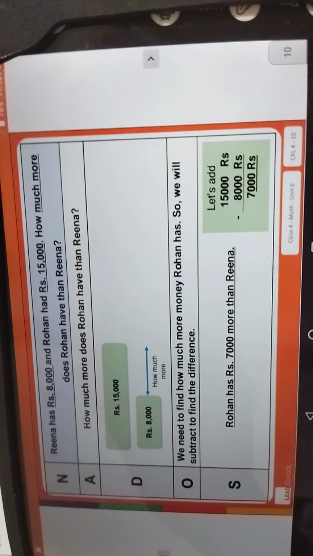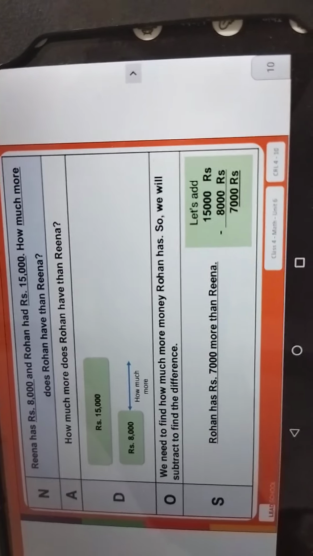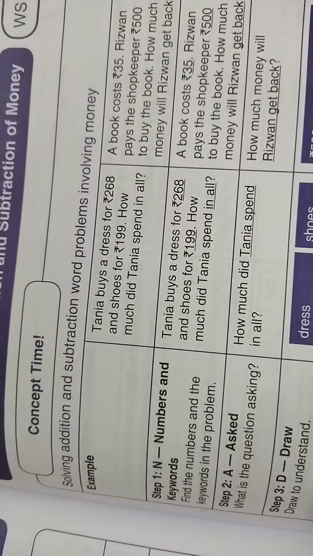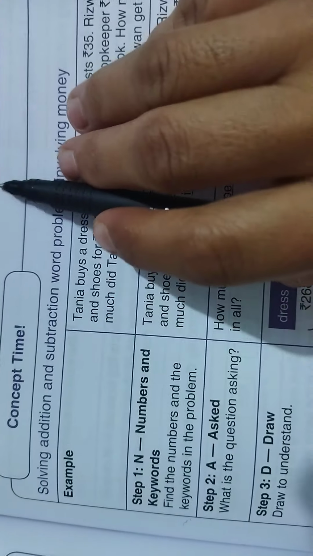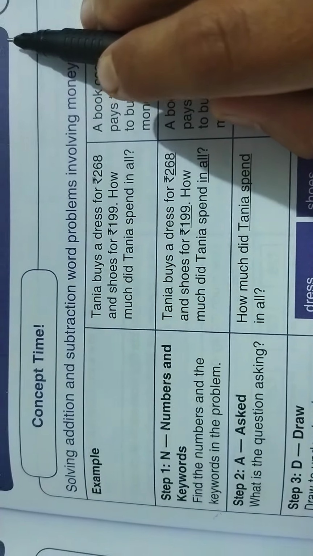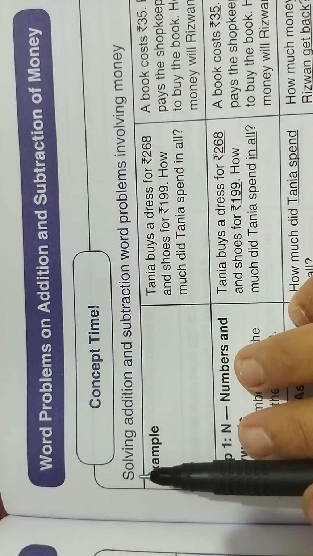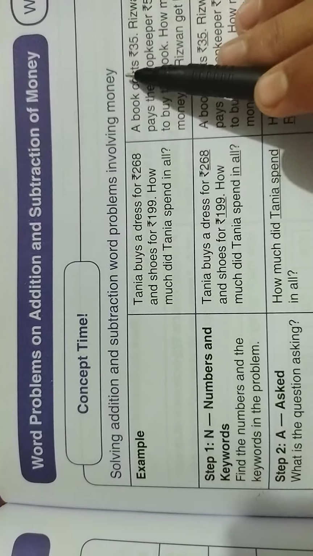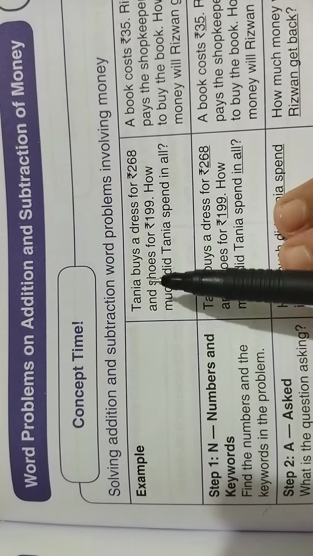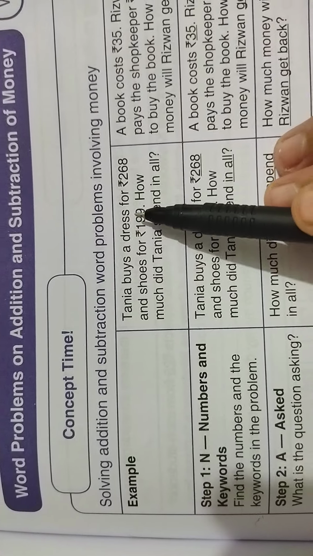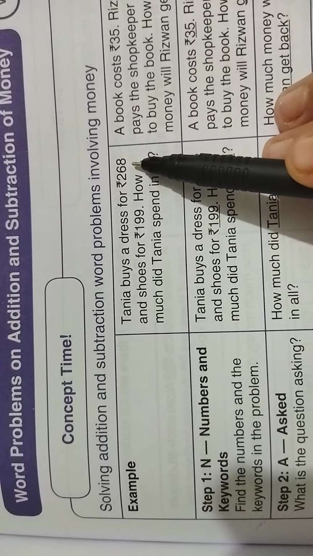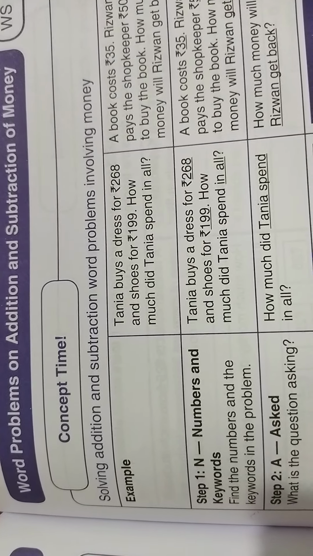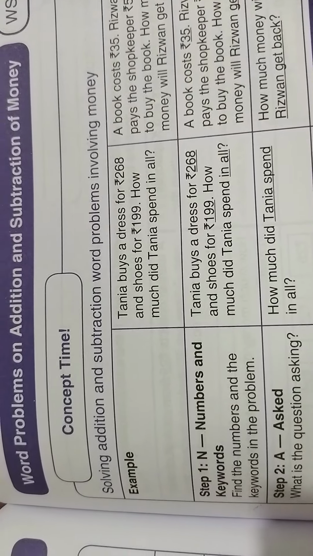I hope your work is complete, students. Now we'll start the next sum. So students, here is worksheet number 6, word problems on addition and subtraction of money. Solving addition and subtraction word problems involving money. In example number 1, Tanya bought a dress for rupees 268 and shoes for rupees 199. How much did Tanya spend in all?